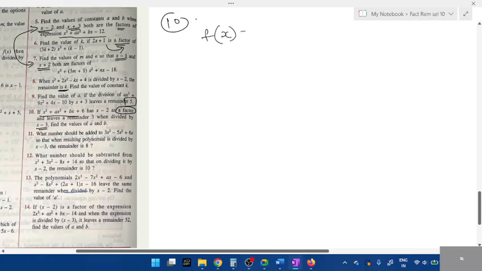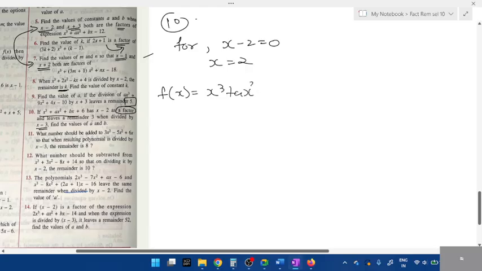So look, the equation is like this. See, write it like this. For, what's the first one? X minus 2 is equal to 0, x is equal to 2, f of x is equal to x cube plus 8 square plus bx plus. How many alphabets are there in this equation? How many variables are there?